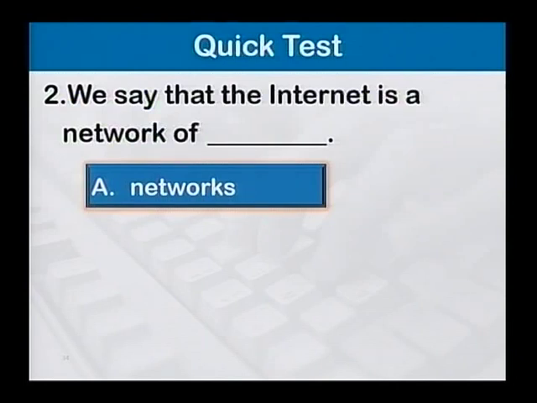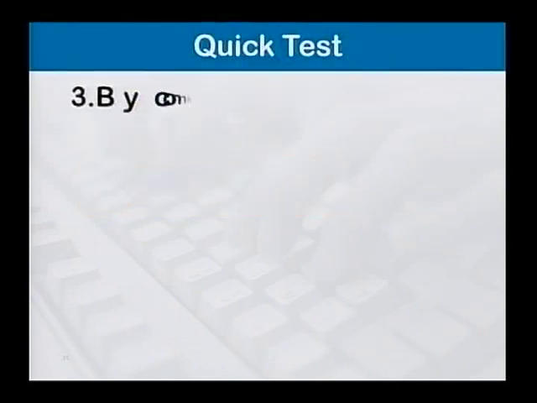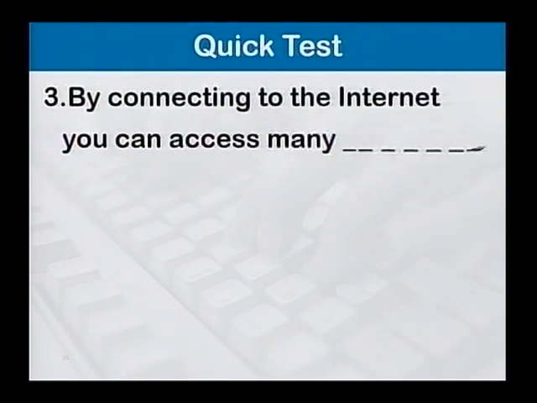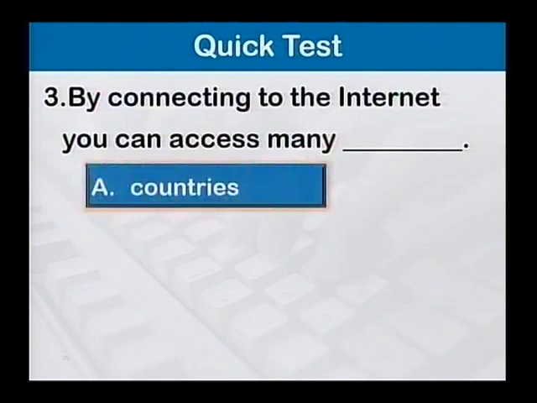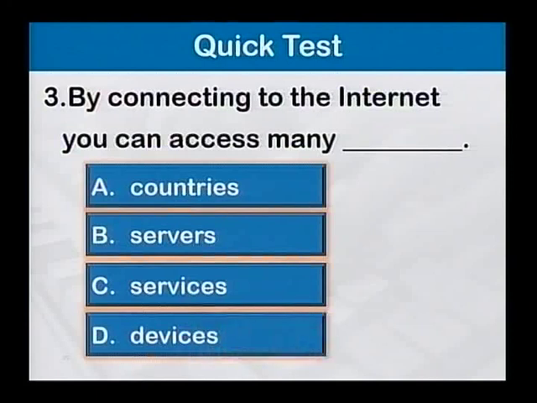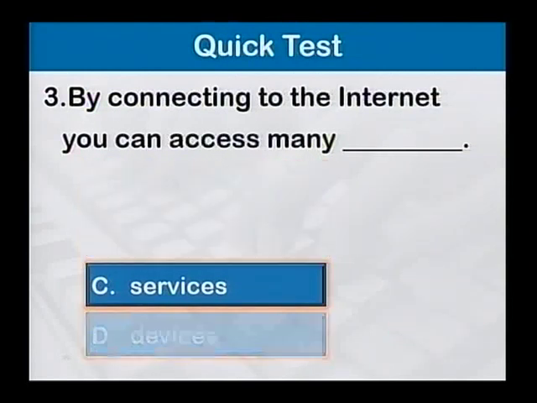Next comes question 3. By connecting to the internet, you can access many countries, servers, services, or devices. The answer is C. The internet provides many services to connected computers, as we will see in later questions.